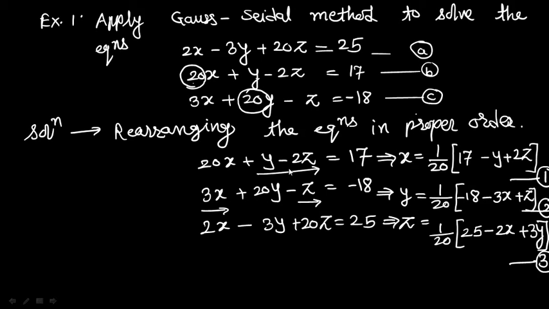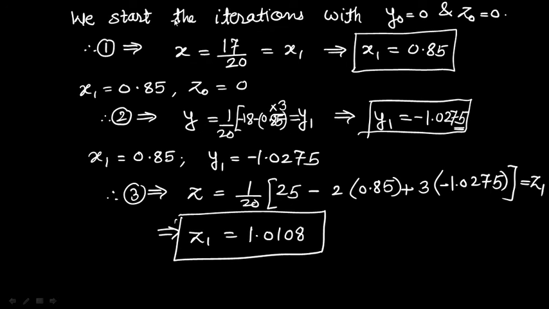Now, from the first equation, we shift the y and z terms to the right hand side and find the value of x. From the second equation, we find the value of y by shifting the x and z terms to the other side, and then we find the value of y by dividing by 20. Similarly, we find the value of z from the third equation. Now we start the iterations.